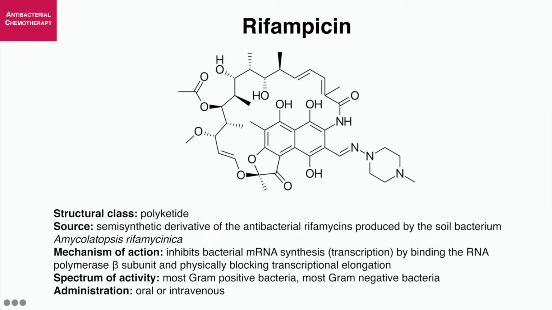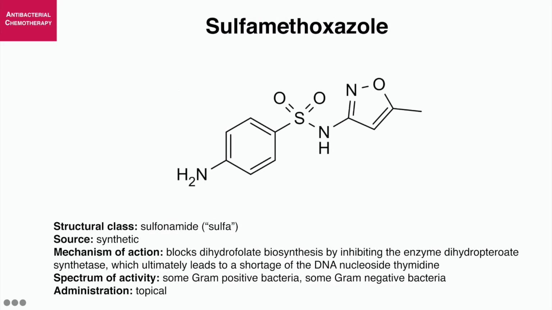Rifampicin is an example of an antibiotic that targets bacterial mRNA synthesis by binding to the bacterial RNA polymerase. Sulfamethoxazole is a sulfonamide or sulfur antibiotic which blocks the synthesis of folic acid by inhibiting one of the enzymes in this pathway. One of the consequences of this inhibition is that the synthesis of the DNA-based thymidine is inhibited, which prevents the bacterium from replicating its genome. Since humans get their folic acid through diet, sulfonamide antibiotics do not affect this process in human cells.